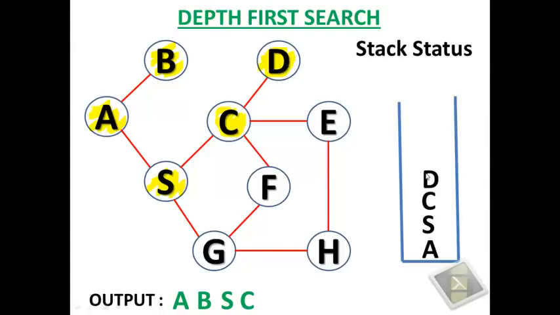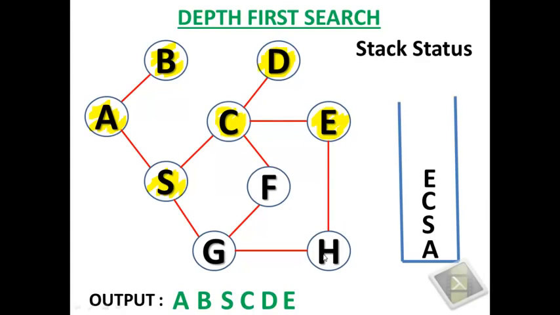D being at the top of the stack with C as the only adjacent but visited node, there is no other go. We'll pop it from the stack. Now we have C at the top of the stack and E and F as the adjacent elements of C. So we'll push E, alphabetically first, add it to the sequence, and mark it as visited.